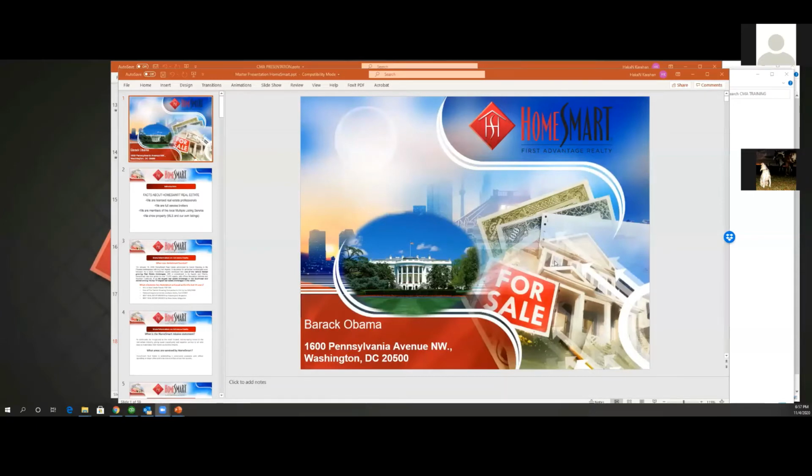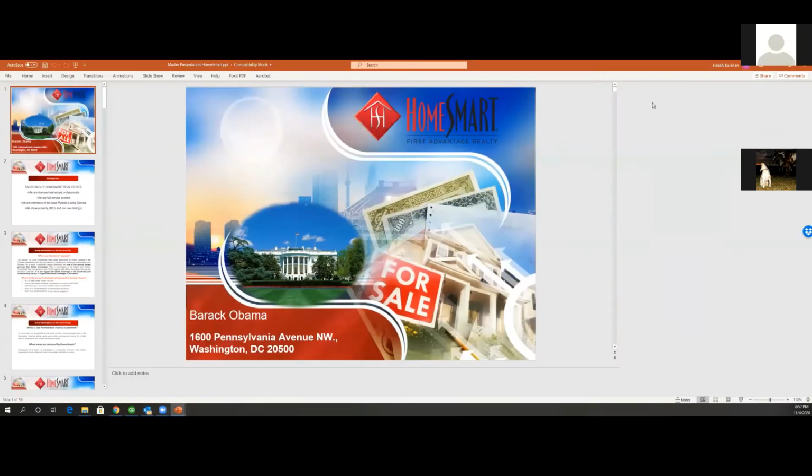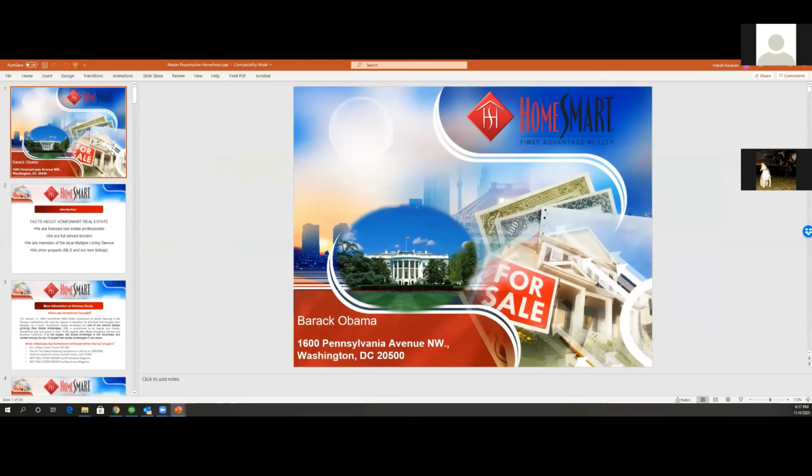Stop share and share screen. So this is what I used. Can you see this? Yeah. This is what I used since 2005, myself personally. At that time, of course, Barack Obama was the president, so we put a for sale sign in front of the White House.